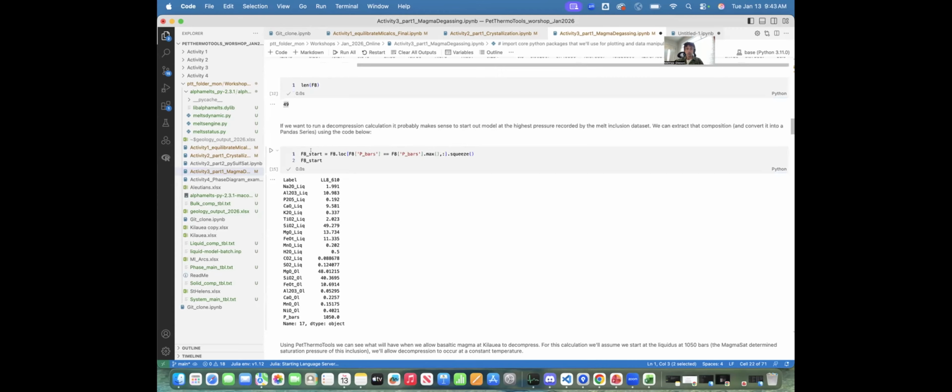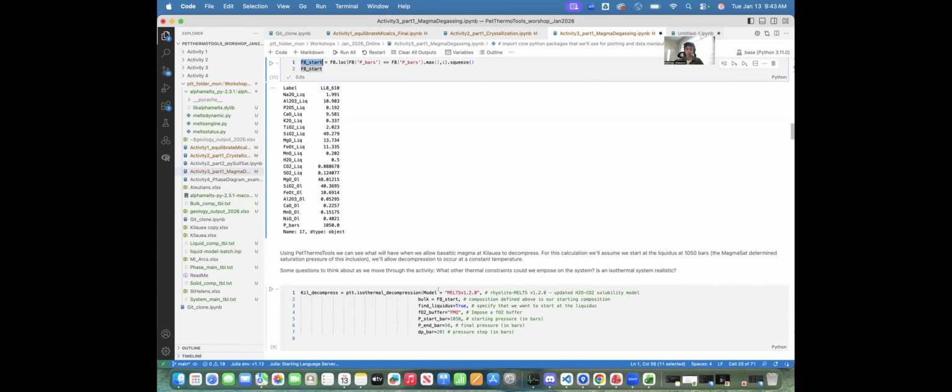We called this parameter here Fisher 8 start. So that's going to be our starting composition, our bulk. We want to start at the liquidus, and we are going to buffer it at FMQ to start with. We're going to start at quite a high pressure, actually at the pressure determined by this sample, so that's where I got that pressure from. We're going to end at only 50 bars, so very close to the surface, and we're going to move in 20 bar increments as we move up towards the surface.